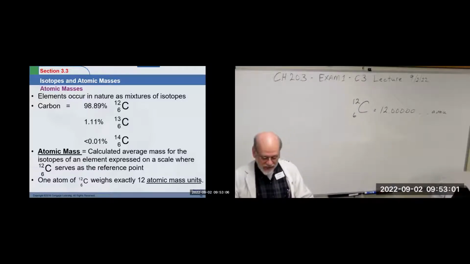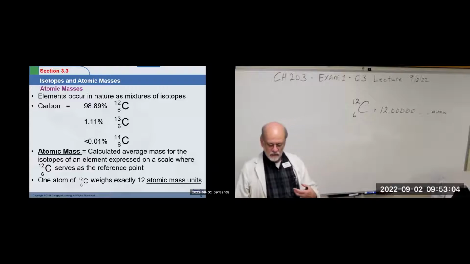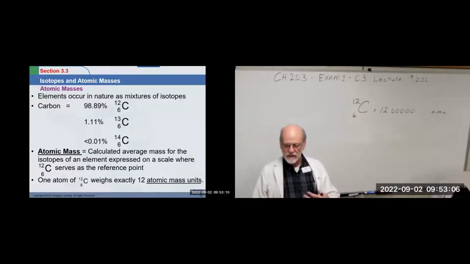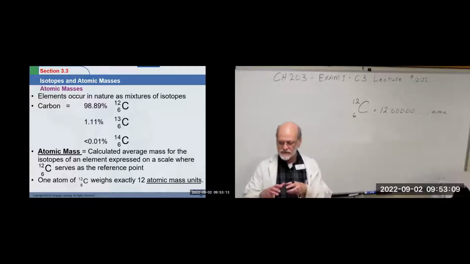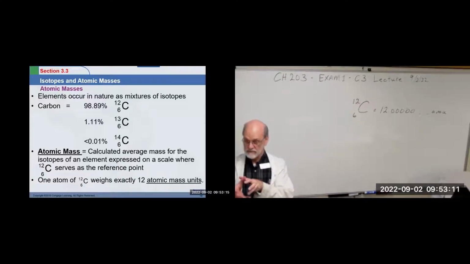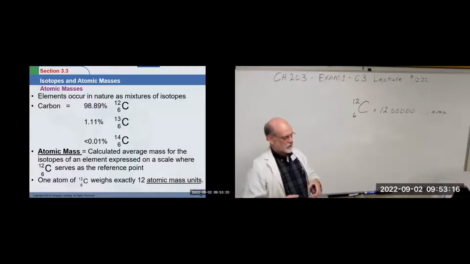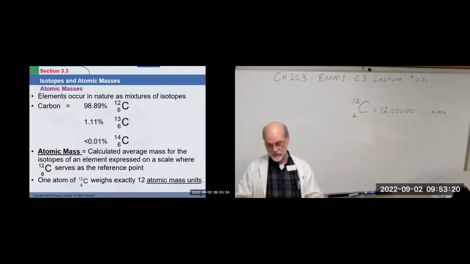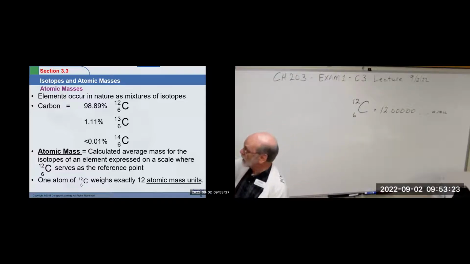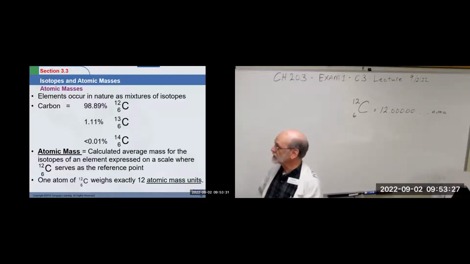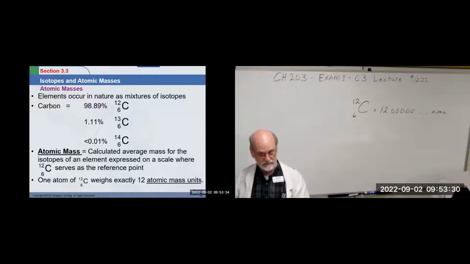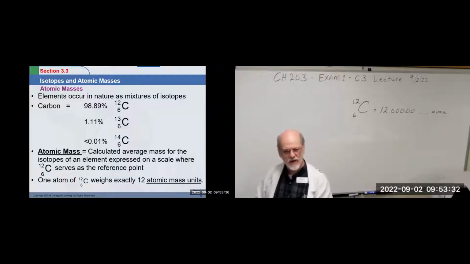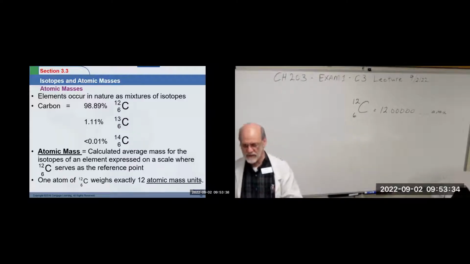Okay? So the idea is that if we're going to do chemistry and we need to know what's the mass of our element in that reaction, we have to take into account its mix of isotopes. Okay? And for carbon, it's mostly carbon-12, okay? And there's a little bit of carbon-13, and there's a very small amount of carbon-14, and there are others, but they're insignificant.